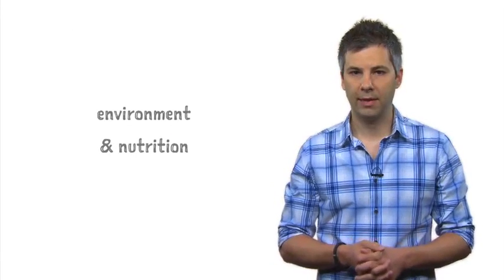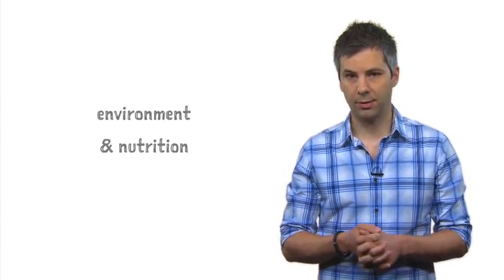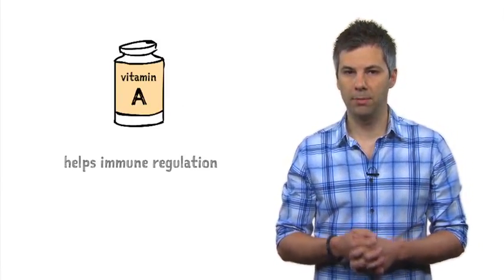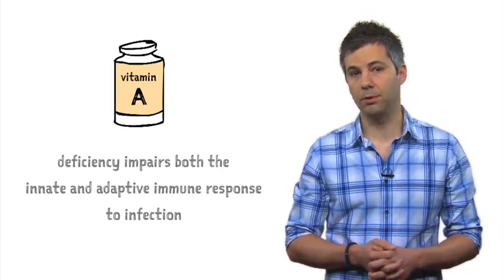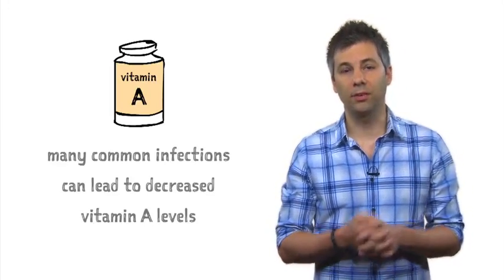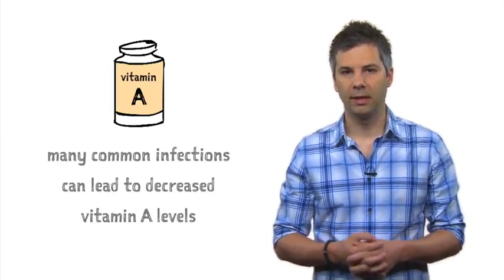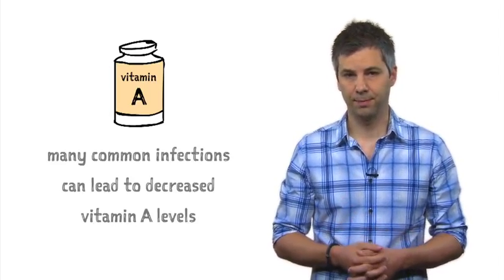Finally, the environment can play a big role too. Nutrition is a well-known factor to affect infectious disease outcomes. For example, vitamin A has long been understood to play a crucial role in immune regulation. A deficiency in vitamin A impairs both the innate and adaptive immune response to infection. What's worse, many common infections in turn lead to decreasing levels of vitamin A, leading to a potentially vicious cycle.